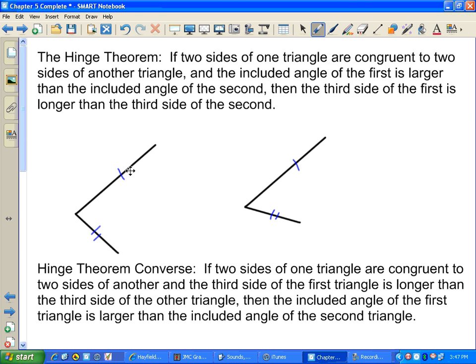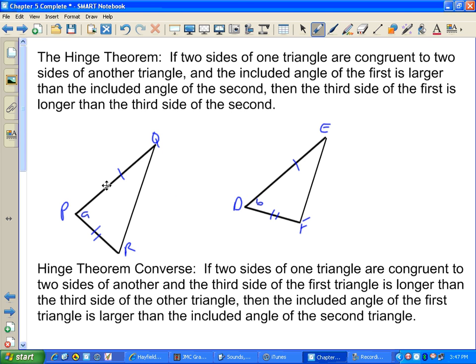If I open the left one wider than I open the right one, then it's going to take a longer line to close the triangle than it would over here. So we can set up an inequality based on angle measurements. Let's call this angle A and this angle B, and we'll name our triangles PQR and DEF.